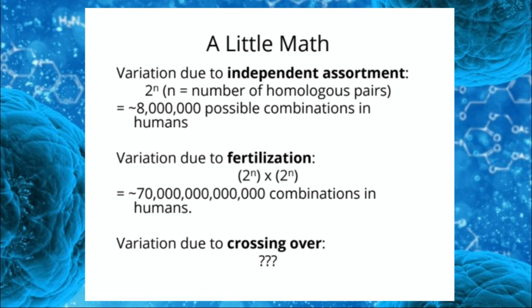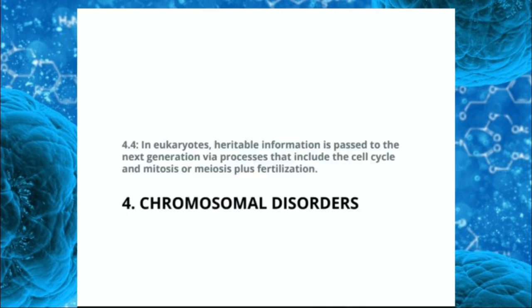Remember prophase 1, crossing over. We have independent assortment during metaphase 1. We have fertilization. Those 3 areas are what lead to the variation in individuals in a population. So that's the overview of meiosis and how these different chromosomes end up in different gametes and then in different organisms.